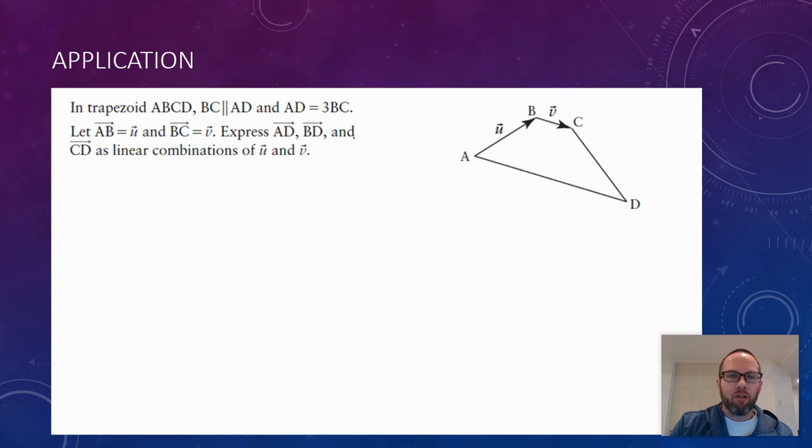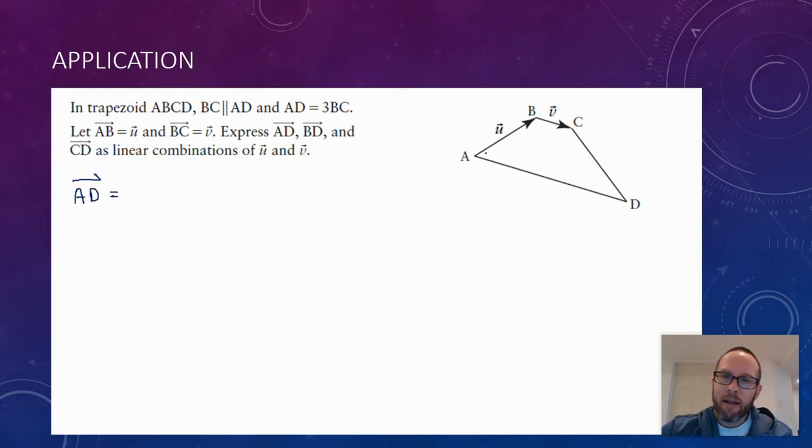Let's do a little application. So here's a trapezoid, ABCD. BC is parallel to AD, and AD is 3 times BC. So we're going to call vector AB vector U, and the vector from B to C, vector V. So we're going to express AD, BD, and CD as linear combinations of U and V. If you want to pause and try that, you can, or you can just follow along with me right now. So let's do AD.